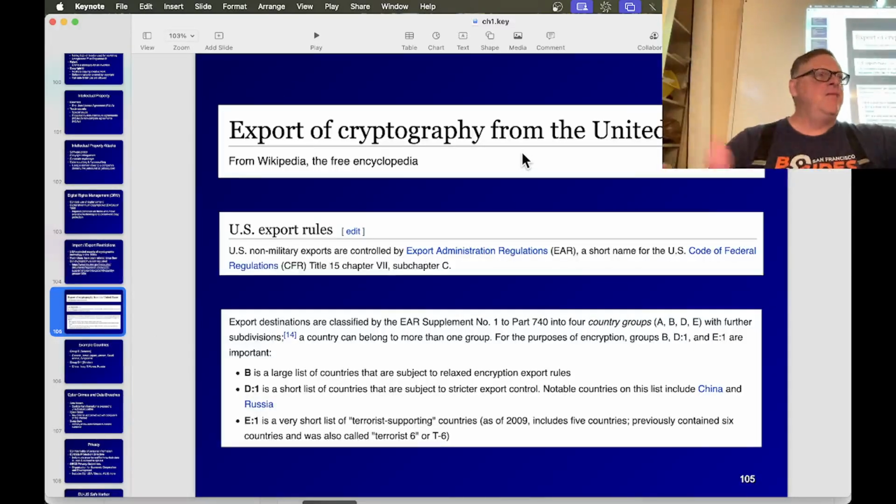And when I went to China for DEF CON China, I wanted to teach a course on cryptography, and they told me, no, you can't do that. They said the Chinese will like it, but the Americans will get mad when you come back.